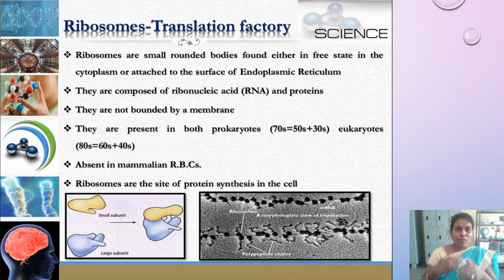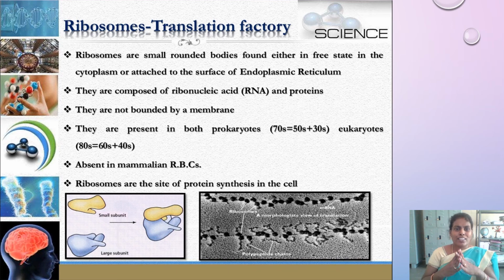Let us know about one more cell organelle, that is ribosome. Where have we heard this word? Yes, the surface of the endoplasmic reticulum contains ribosomes. These are small rounded structures. They may be present in free state in the cytoplasm and also attached to the surface of the endoplasmic reticulum. Based on the presence of these ribosomes only, endoplasmic reticulum is divided into two types.